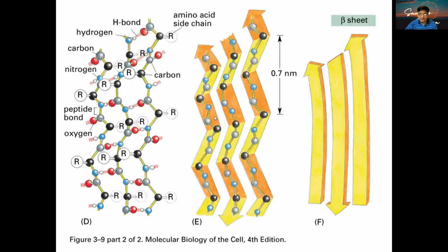You can see over here, this could be 2 layers, or there could be more than 2 layers. You can see the orientation is going to be in the opposite direction, and they form interchain hydrogen bonds. And the number of chains can be more than one, or more than two.